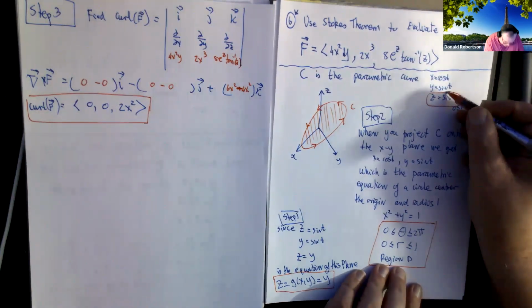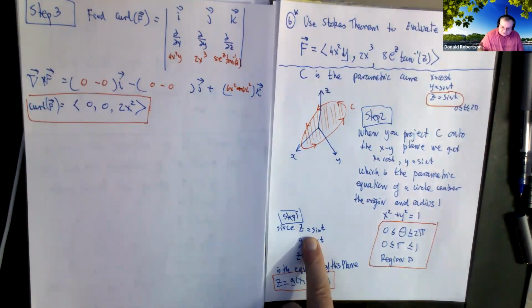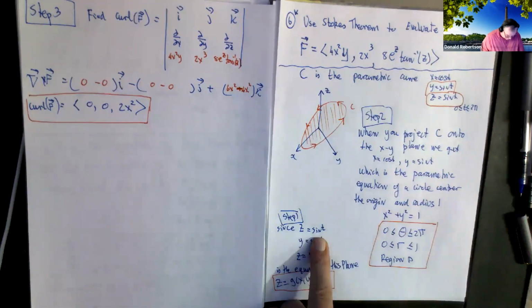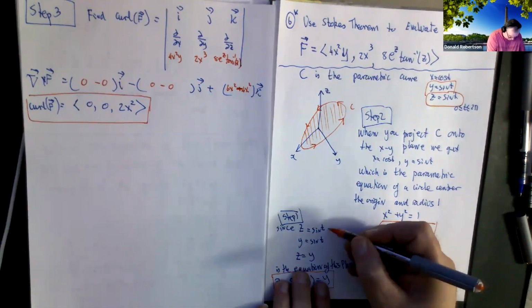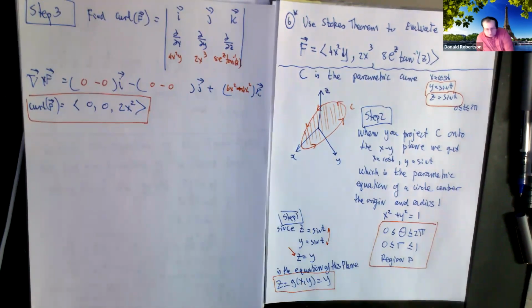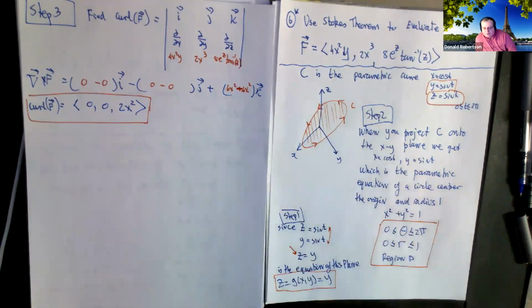The equation of the plane has to be z equals... Right? They're all z equals a function of x and y. Now, since z equals sine t and y is equal to sine t, when you put them together, the natural conclusion is that z equals y. So we've actually got the equation of the plane that this ellipse would live in. Not just the ellipse itself or the inside of the ellipse, but the entire plane that the ellipse and the curve that's part of it would live in.